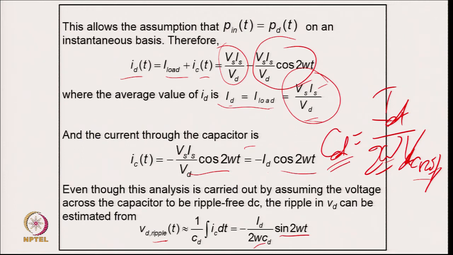So, the capacitor value does not depend on the switching frequency; it depends on how much ripple you can allow and how much the load current is. If you allow more ripple, the capacitor value will be lower, and if the load current is more, the capacitor will be larger, because it is directly proportional to that.